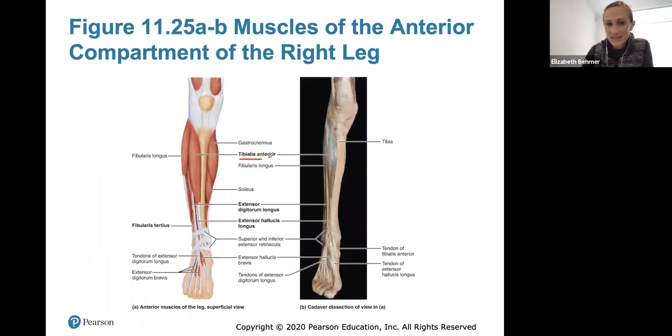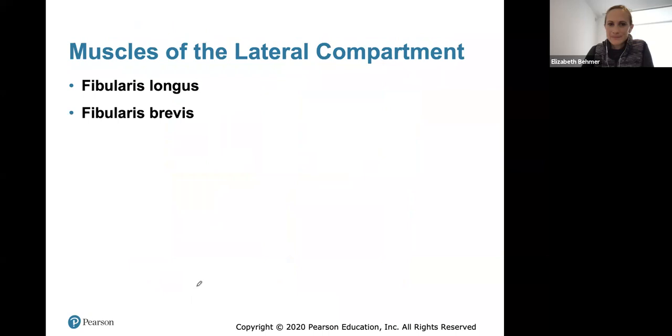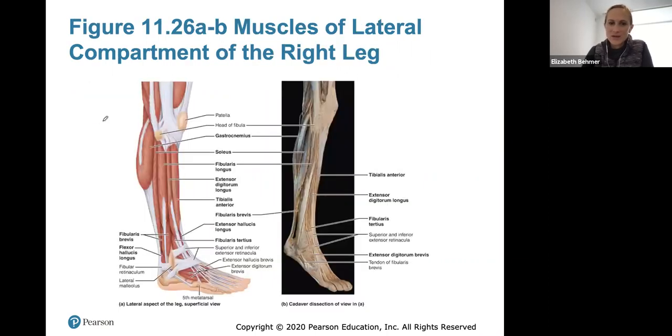The tibialis anterior goes along where your tibia will be. You'll have fibularis longus, fibularis tertius. All of the muscles on the anterior side will have tendons that go into the digits to help to dorsiflex your toes or pull them back or flex your foot. The muscles of the lateral compartment are fibularis longus and brevis. They're called fibularis because your fibula bone is on the lateral side of your lower leg. You can see those there.